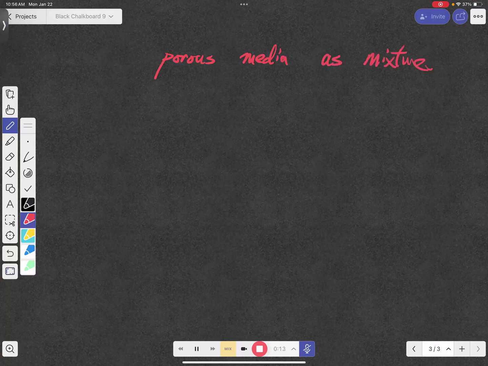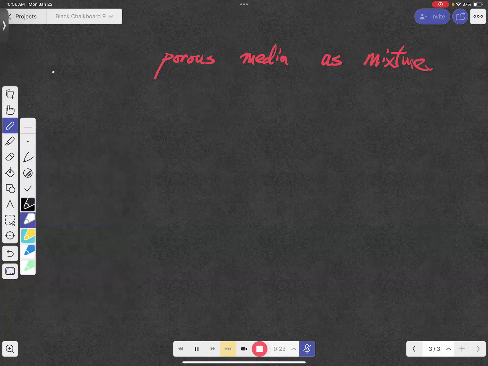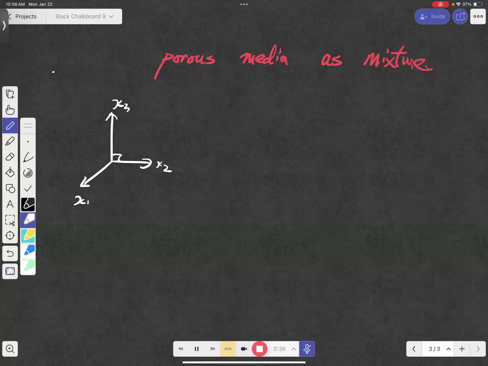So we have that porous media as a mixture. So what should we do? Okay, so we would actually use another way to consider the material. Let's give x, y, z coordinates. I will call them x1, x2, x3. This is actually three axes, separated by 90 degrees. You've seen that before, right? Okay, so this is great.